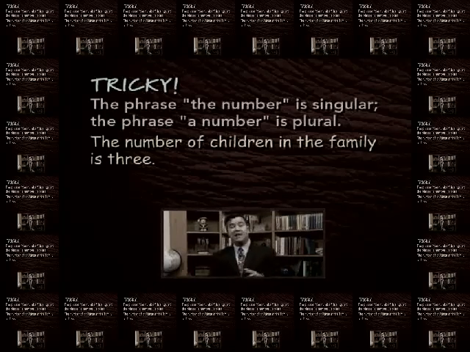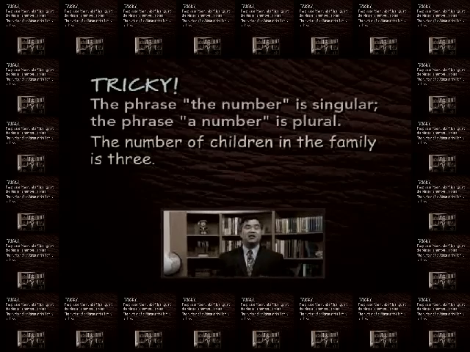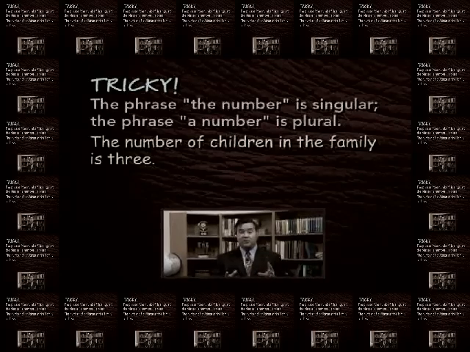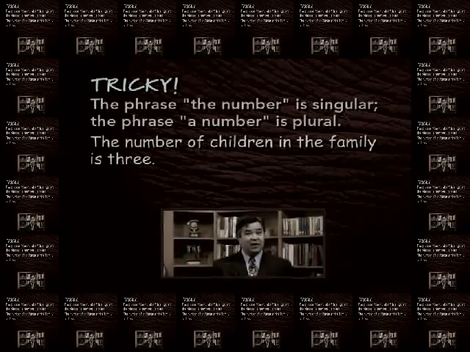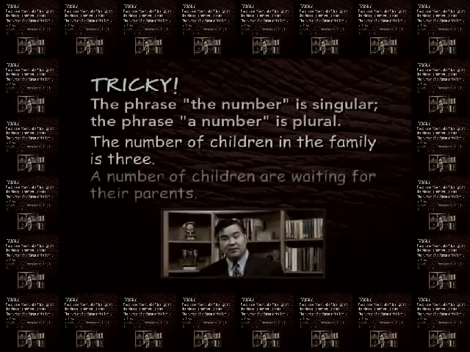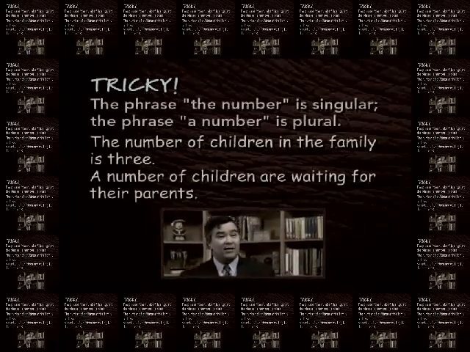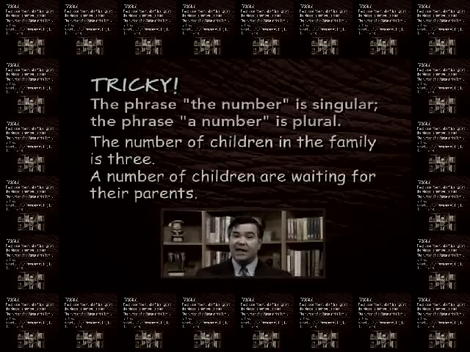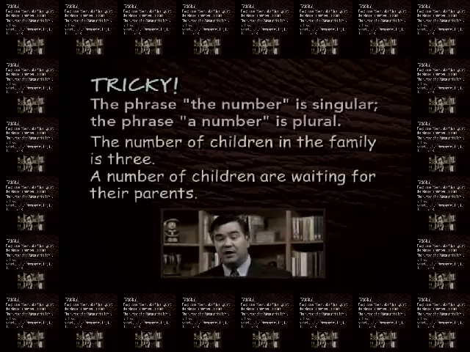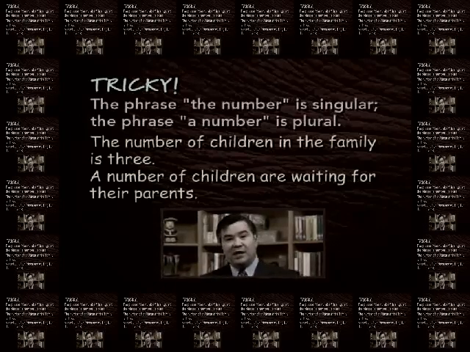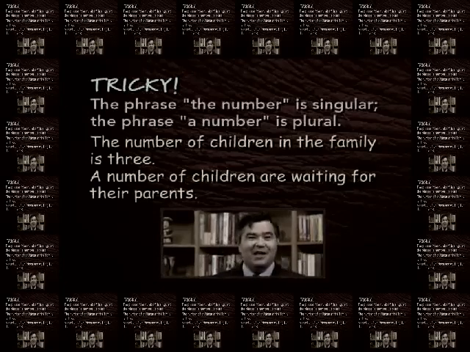And this is really an example of the situation we talked about a moment before. The subject in this case is describing an amount, the amount of children or the number of children in the family. So we really consider it singular. The number is 3. Look at this example. A number of children are waiting for their parents. Now in this case, we're using the phrase "a number," which may look very similar to "the number."